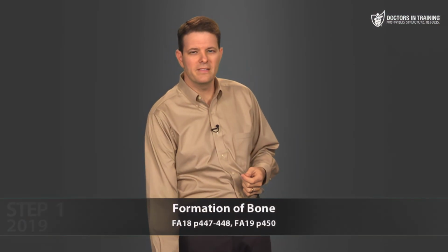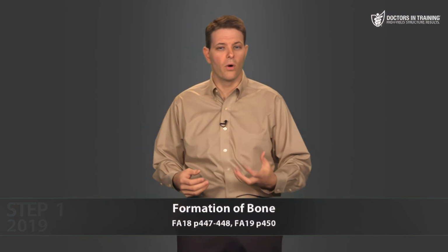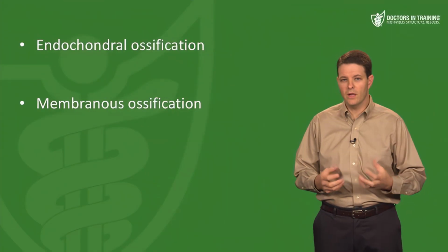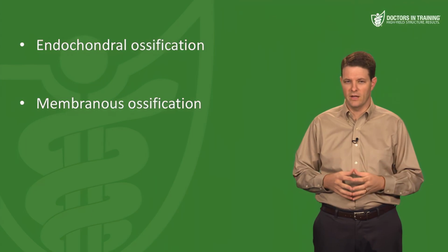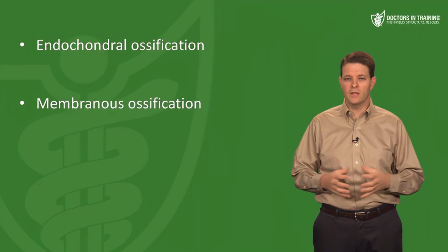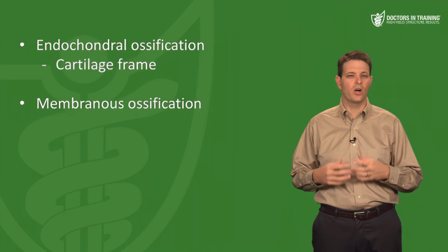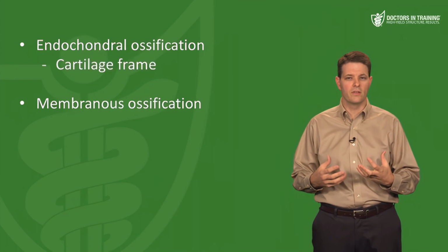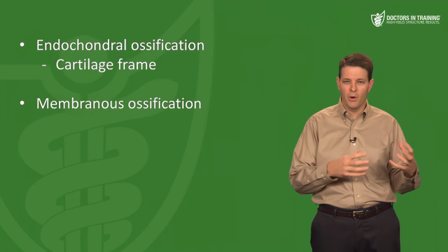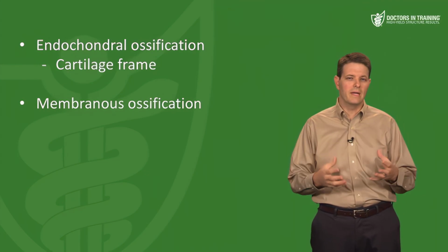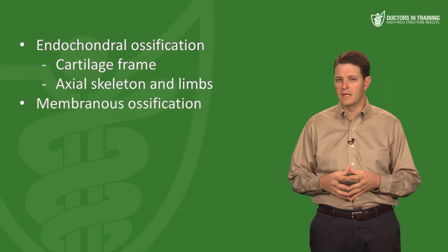Now, there are a couple of basic mechanisms by which bone is formed, which are called endochondral ossification and membranous ossification. Endochondral ossification is where chondrocytes lay down a cartilage frame for the bone first, and then the osteoblasts and osteoclasts come in and lay down the bone matrix later. This occurs mainly in the axial skeleton and in the limbs.